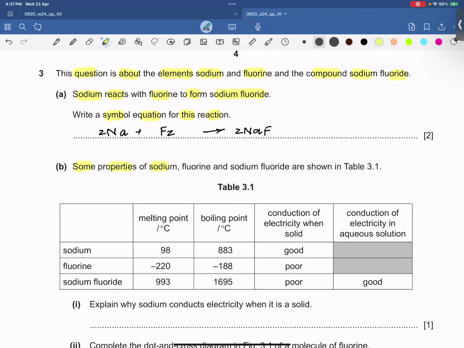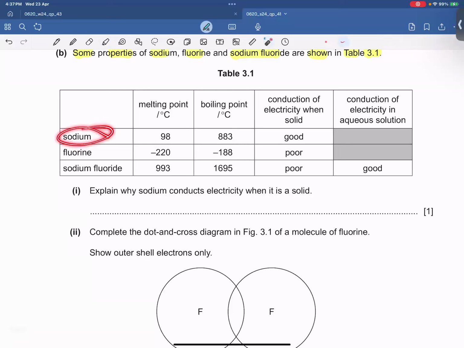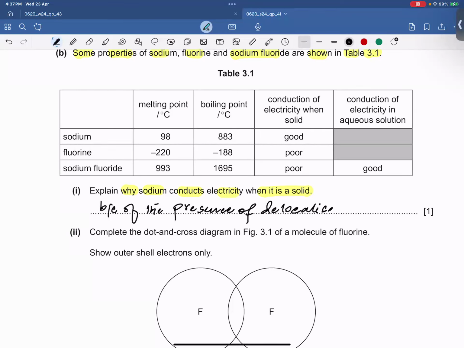Next, some properties of sodium, fluorine and sodium fluoride are shown in table 3.1. Now remember that sodium is a metal, fluorine is a non-metal, and sodium fluoride is an ionic compound. Explain why sodium conducts electricity when it is solid. Because of the presence of free mobile electrons, of delocalized electrons.